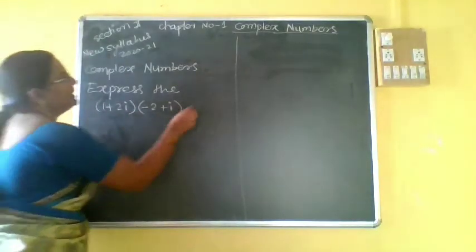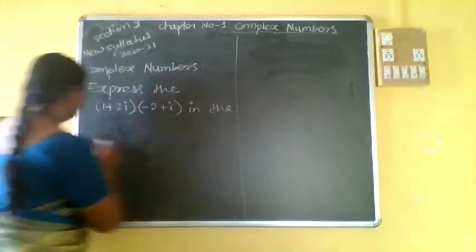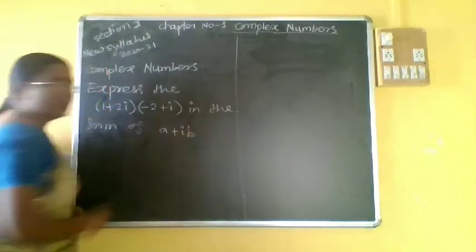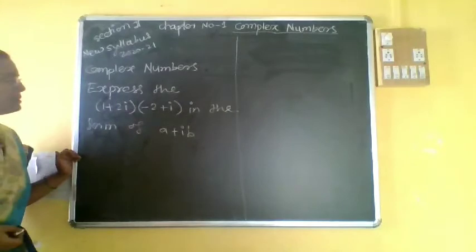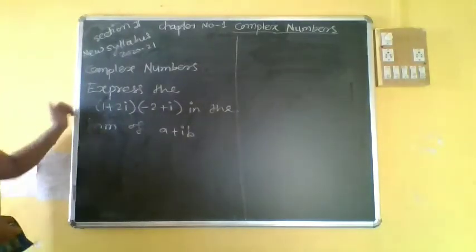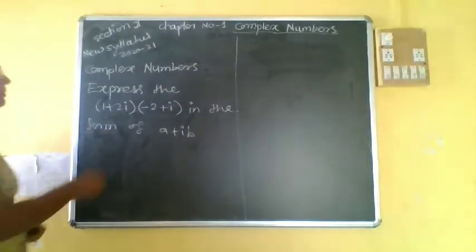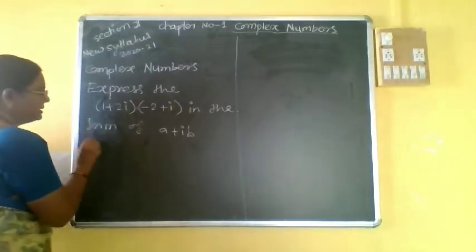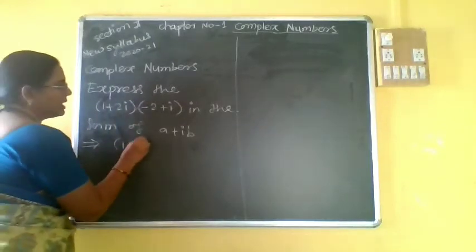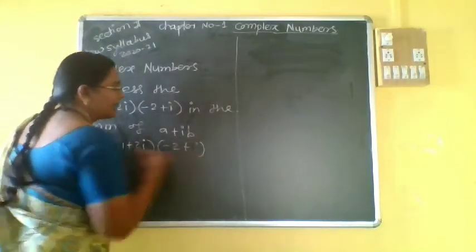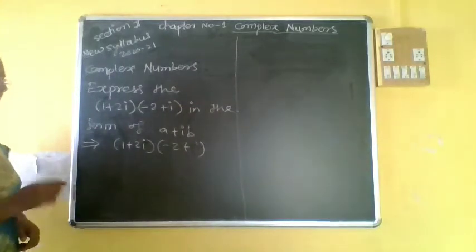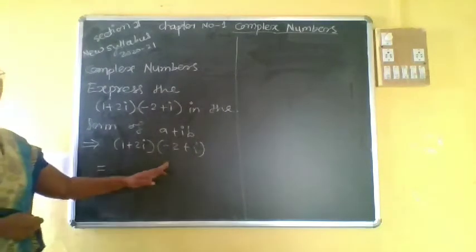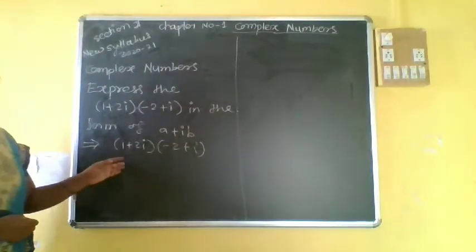Express this in the form a + ib. We are going to study such examples in this lecture. How to express? This is the multiplication of two complex numbers, (1 + 2i) into (-2 + i). Taking these two brackets and multiplying them, how to multiply two brackets we have already studied in earlier standards.